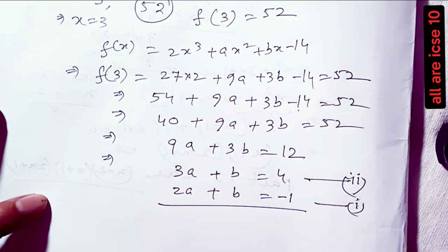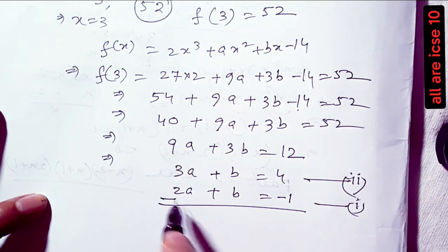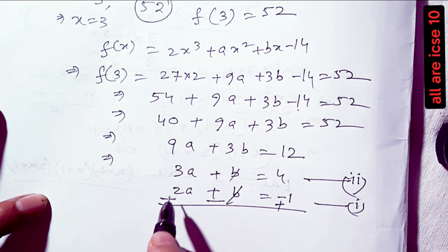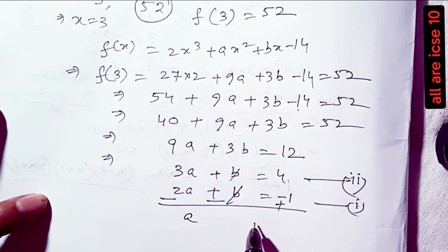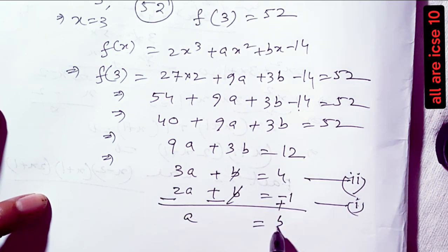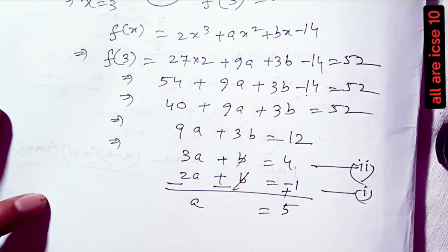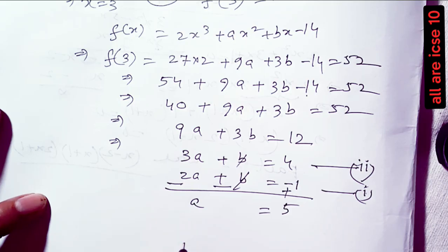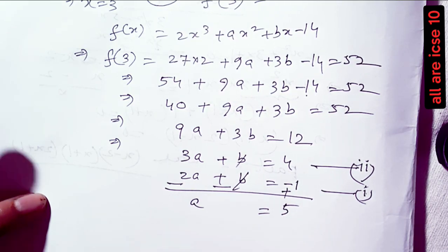Now we solve using elimination method, subtract. So a equal to 5. Now we substitute value of a in one of our equations. I put value of a in equation 2.